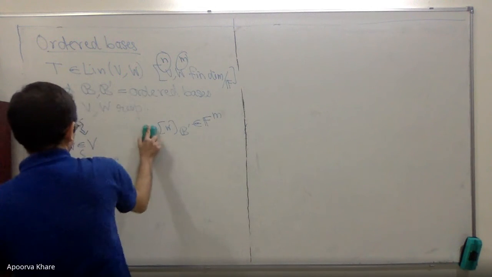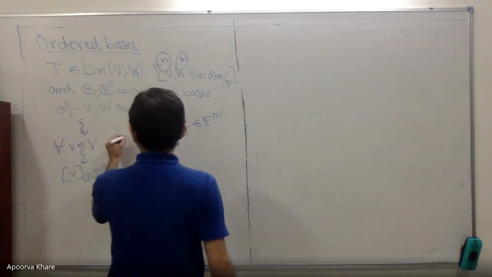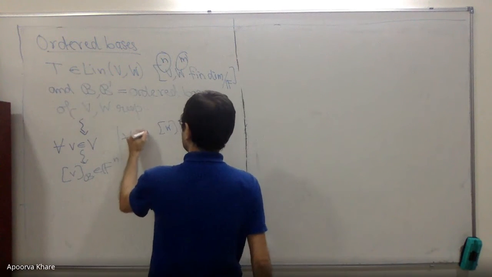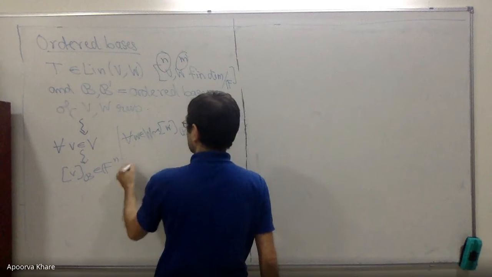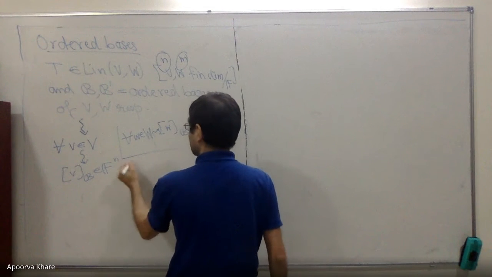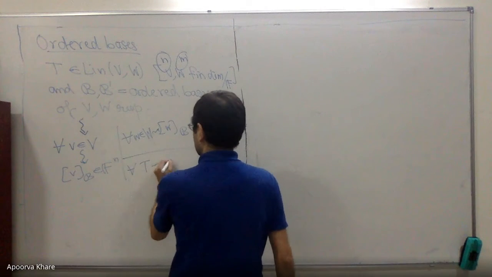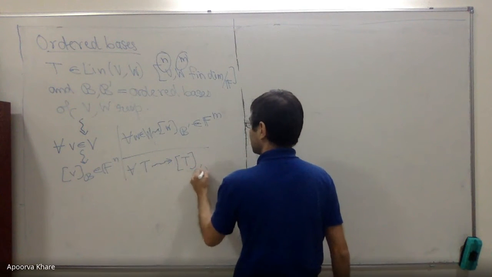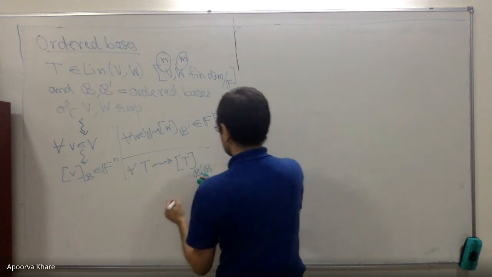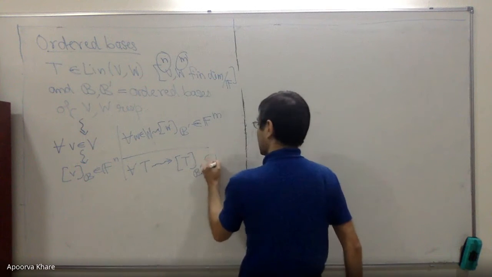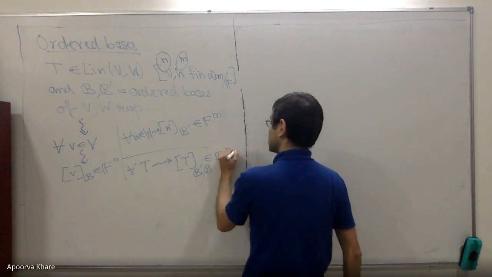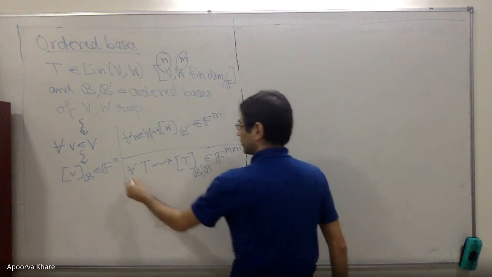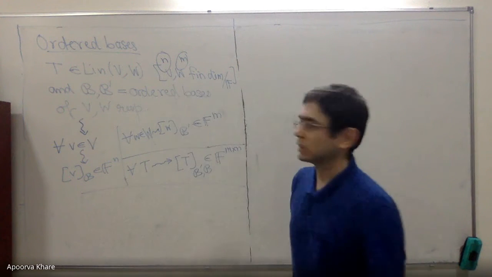And then for all v in V you get [v], for all w in W you get [w], and for all T you get a matrix, which is [T]_{B',B}. Right? And this is in F^{M x N}. Okay, so these are what we got.